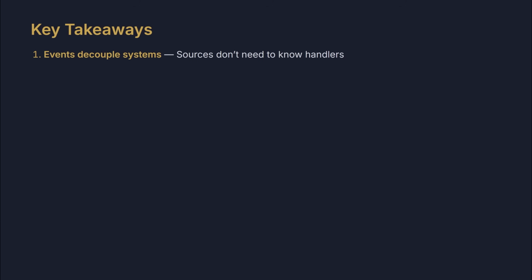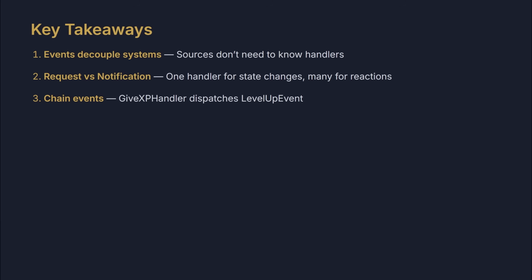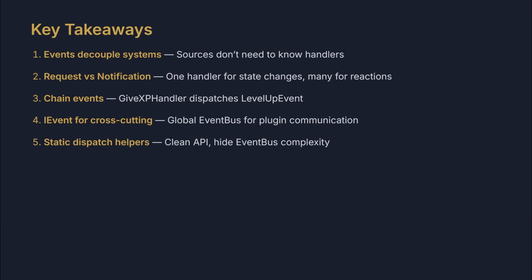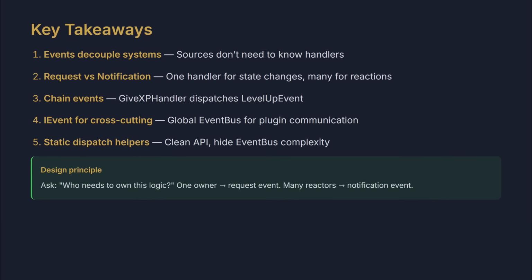So sources don't need to know handlers. We have our intent of events, like a request versus a notification. We can chain events. So the giveXP handler, for example, dispatches a level up event. And we use IEvent for cross-cutting, so we have a global event bus for plugin communication. And we have defined static dispatch helpers for a clean API, so it hides the event bus complexity.